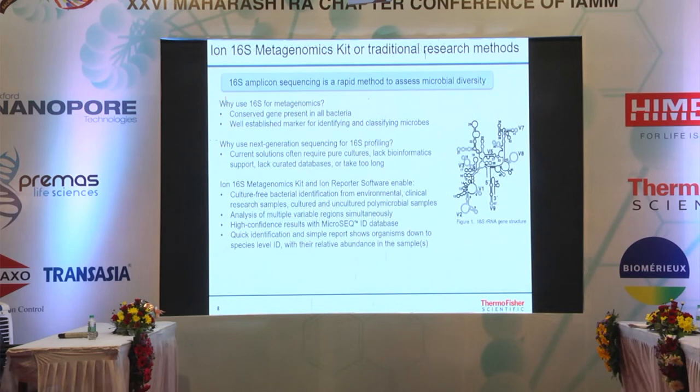So what is the traditional approach we have been using for 16S metagenomics? It is a conserved gene present in all bacteria, a well-established marker for identifying and classifying microbes. The question comes, why are we using next-generation sequencing for 16S profiling? The current solutions often require pure cultures, lack bioinformatics, and lack curated databases, which takes a lot of time. In our solution, we have curated databases, a dedicated pipeline, and dedicated primer pools, which save you a lot of time. We also have a dedicated database called the MicroSeq ID database, where you put your data and get your desired results.